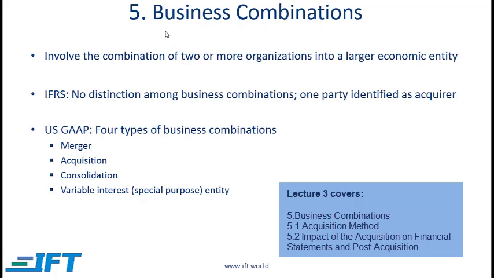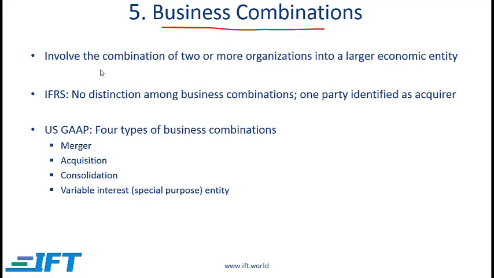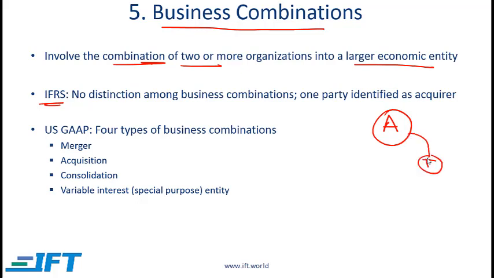We now come to the last and the largest section in this reading, which is business combinations. Business combinations involve the combination of two or more organizations into a larger economic entity. Under IFRS, there is no distinction among business combinations. We essentially have one company which is classified as the acquirer and the other company is the target.